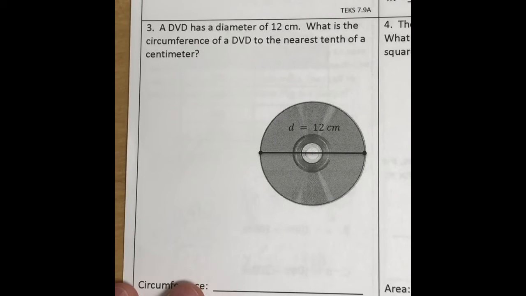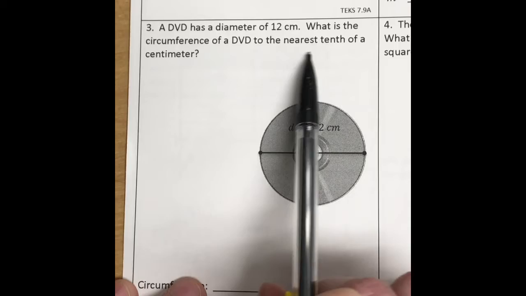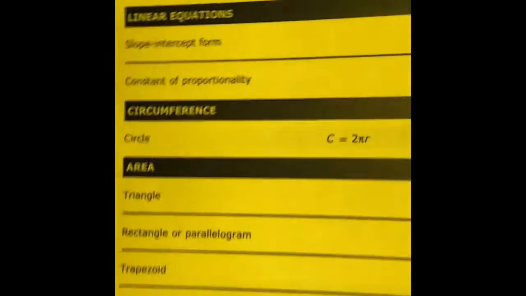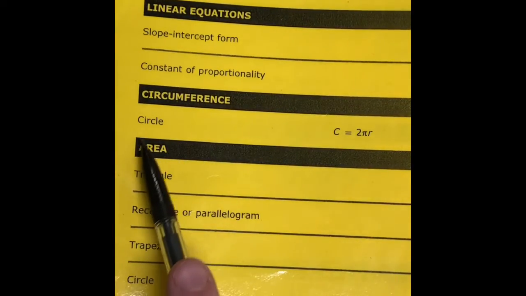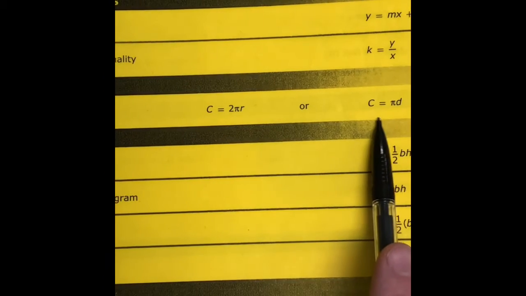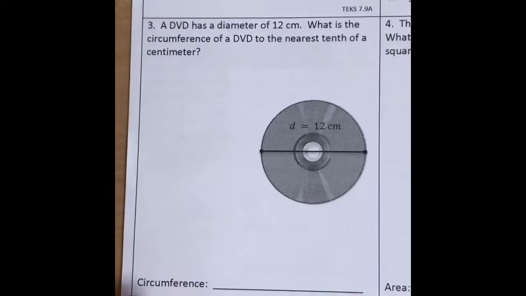Okay, let's look at this one. This one is diameter, and it's asking for circumference instead of the area. It says a DVD has a diameter of 12. What is the circumference of a DVD to the nearest tenth of a centimeter? So your handy dandy notebook or star chart has circumference of a circle, and you can either use this one if you have a radius or this one if you have a diameter. And since we have a diameter, we're going to go with pi d.